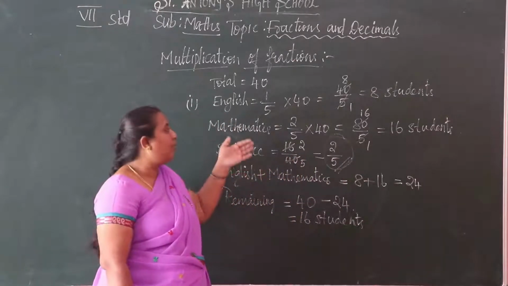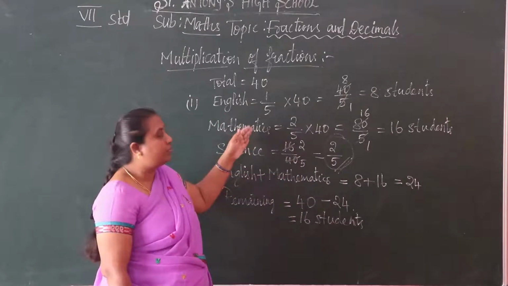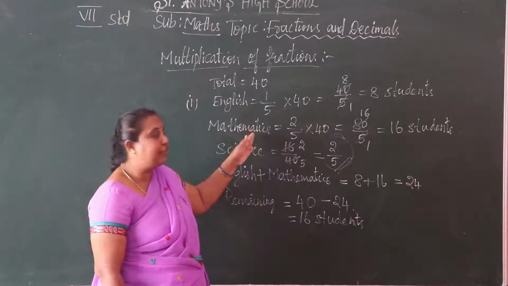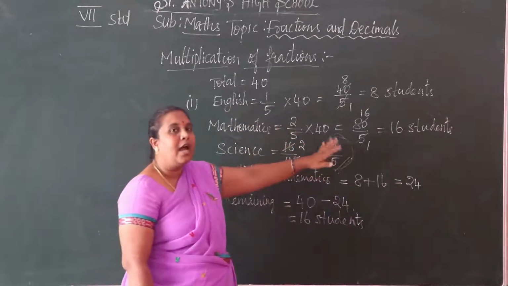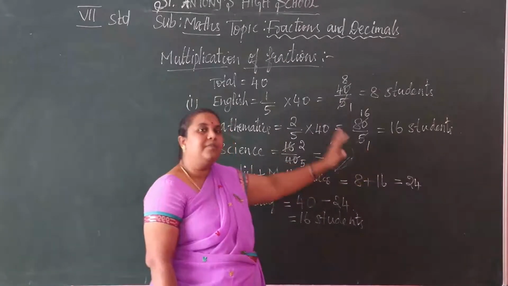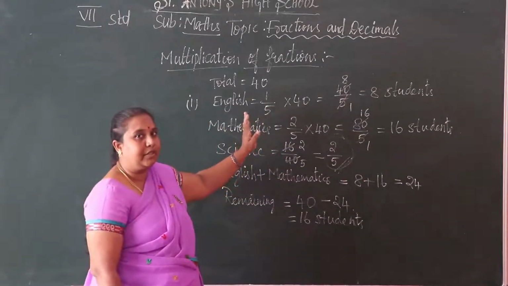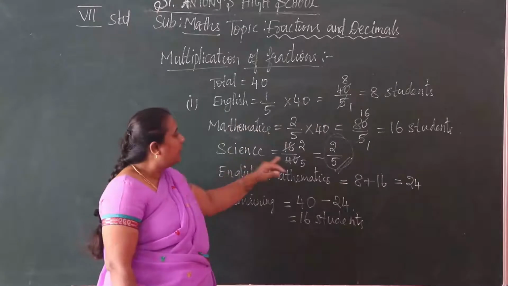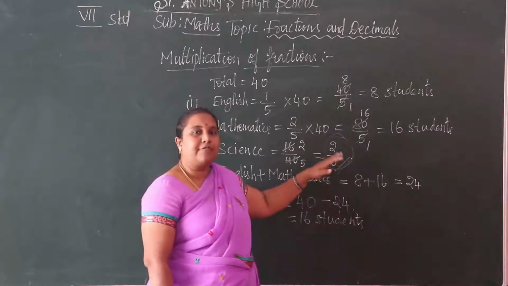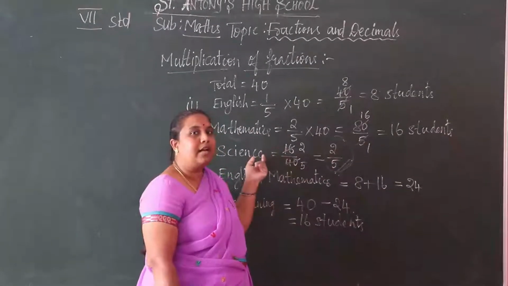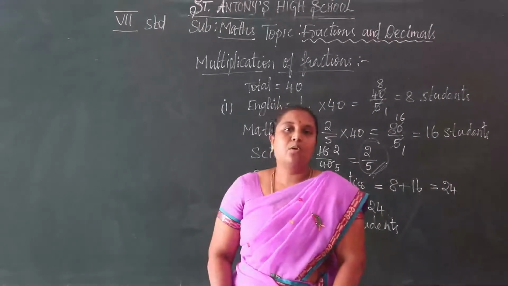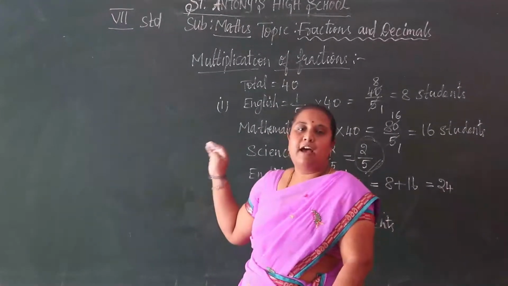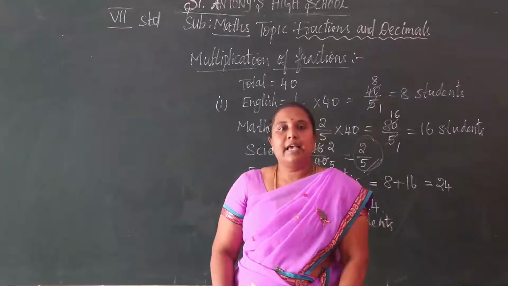We found the students who like English and mathematics, added them, and subtracted that from the total number of students. So we get the fraction of students who like to study science. Understood, children?